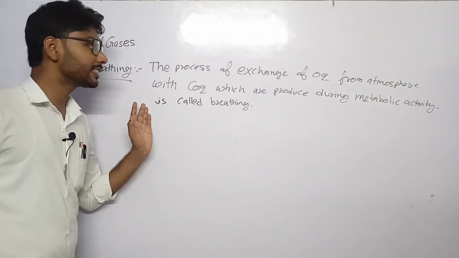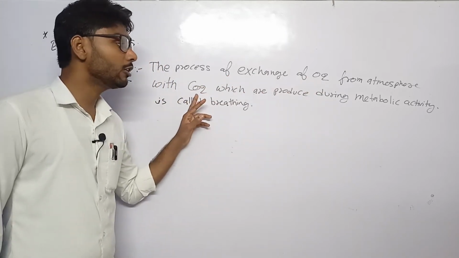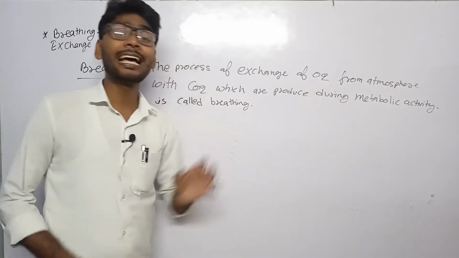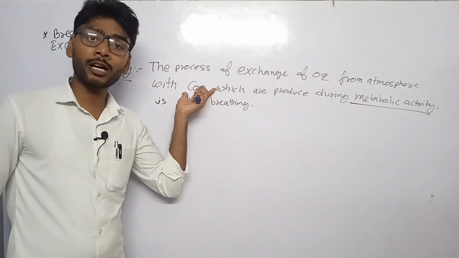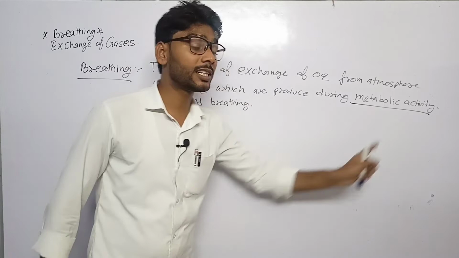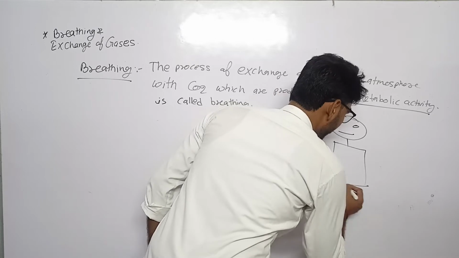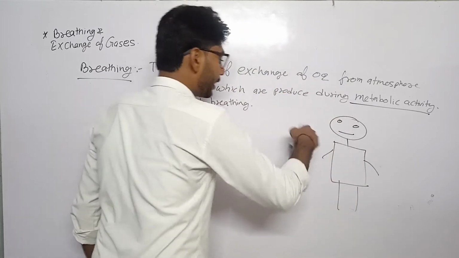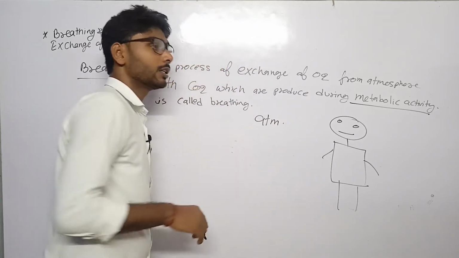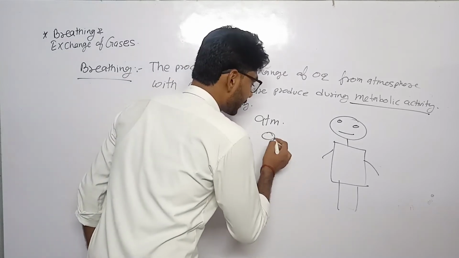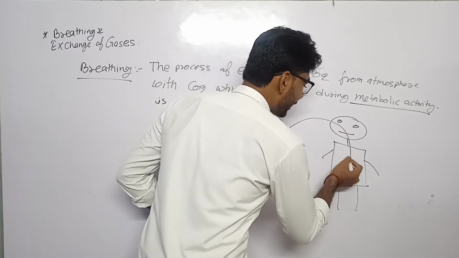The definition of breathing is the process of exchange of oxygen from the atmosphere with carbon dioxide which is produced during metabolic activity. This is quite important. This carbon dioxide is produced within an organism's body during metabolic activity. Suppose here is a person, and around this person the atmosphere is present. We already know many gases are present in the atmosphere, but there is an important gas called oxygen.